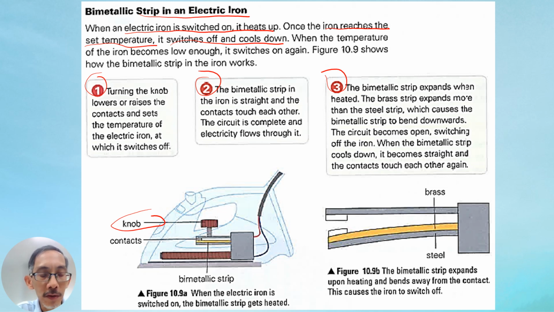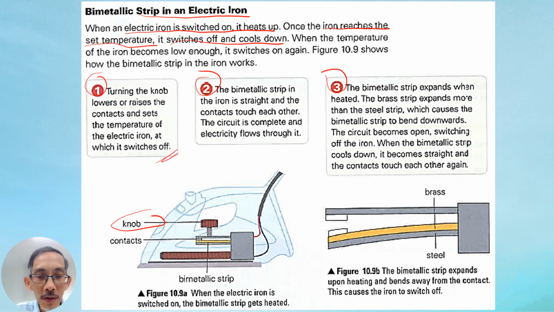The first one, like I said earlier on, the knob is the one that you turn to set what type of clothing you're ironing, because it will then let the iron, or the bimetallic strip, or the thermostat, know how much temperature will be needed. So this is the first part.